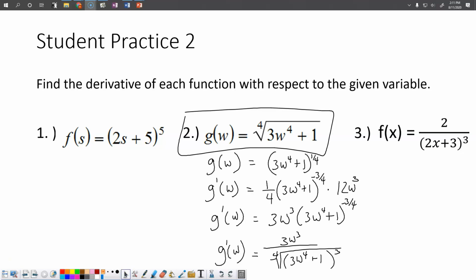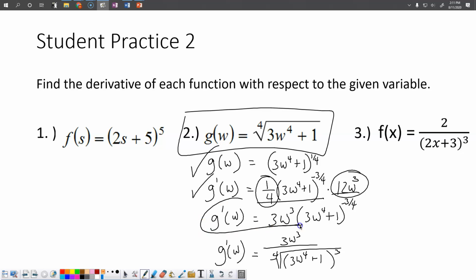Okay, so as you guys can see, first of all, I rewrote it so that instead of a 4th root, it's a 1/4 power. Then I applied the chain rule. The derivative of the inside is 12w cubed. The derivative of the outside is the 1/4 with the parentheses raised to the negative 3/4 power, and the inside has remained unchanged. And then I multiplied the 1/4 by the 12w to the 3rd, and then I put that result in the front. So 1/4 times 12w to the 3rd leaves me with 3w to the 3rd, and we put it in the front.